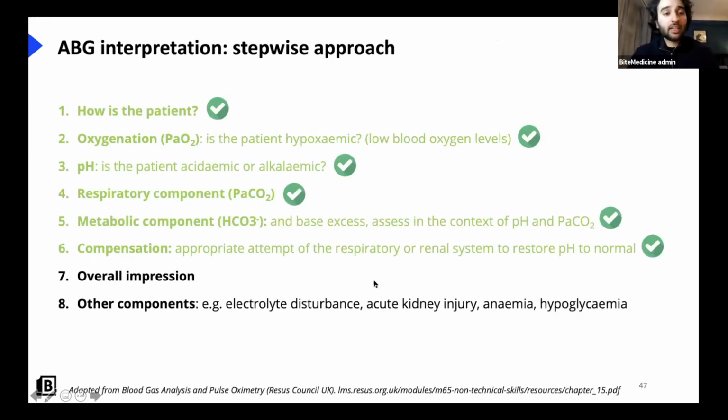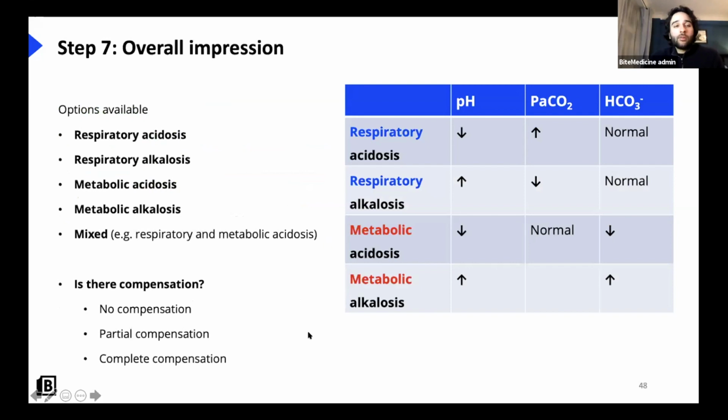Okie dokie. And moving on to our overall impression. So our overall impression, really, we have a few options available. Well, it can really be any of these four, or it can be mixed.